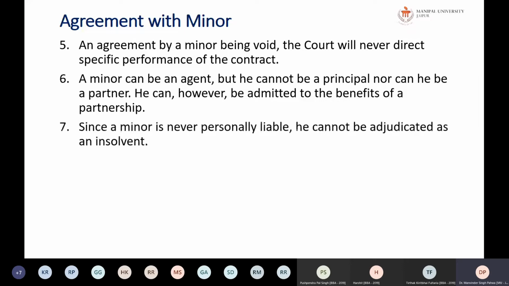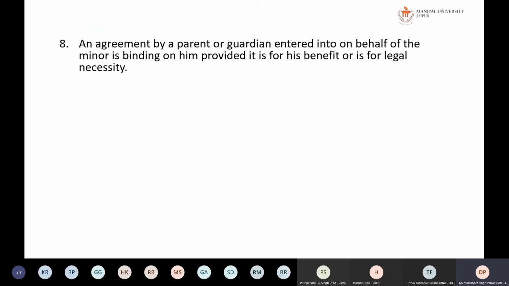Next is, since a minor is never personally liable, he cannot be adjudged as insolvent, because insolvency of a minor is not at all a question, because he himself is not at all responsible. So a person who is not responsible cannot be adjudged as insolvent. Next is an agreement by a parent or a guardian entered into on behalf of a minor is binding upon him, provided it is for his benefit or for legal necessity.